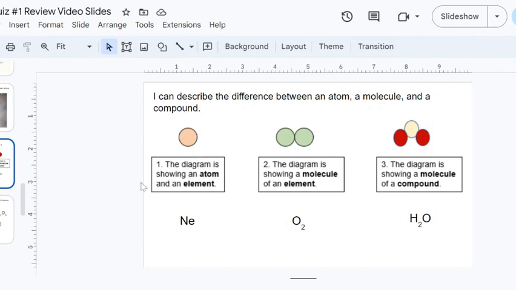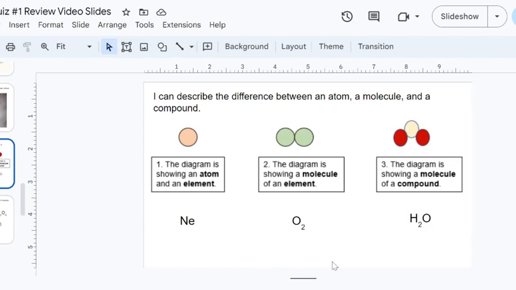This first diagram shows an atom. If we were to model it, it would just be a single circle. If we were to look at its chemical symbol, it would either be one capital letter or one capital and one lowercase letter, indicating that it's just one type of atom from one type of element.